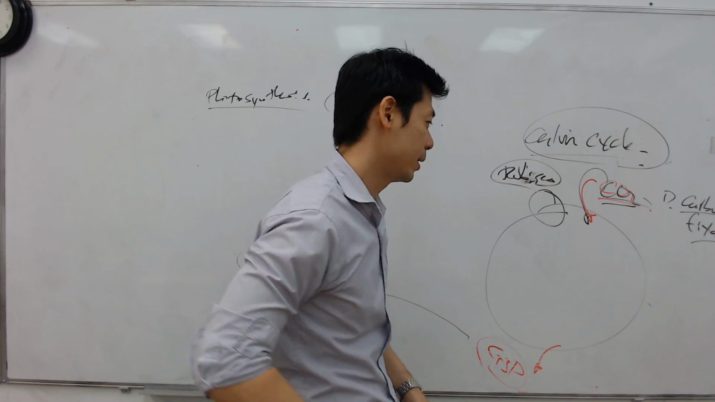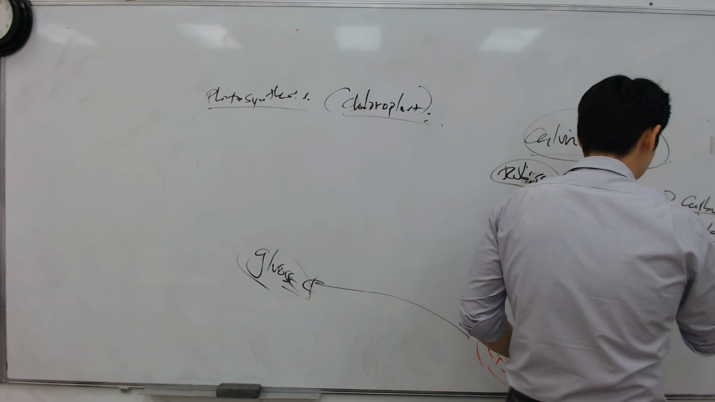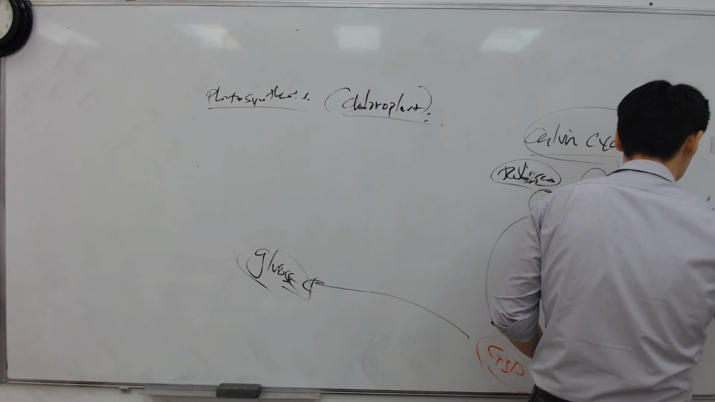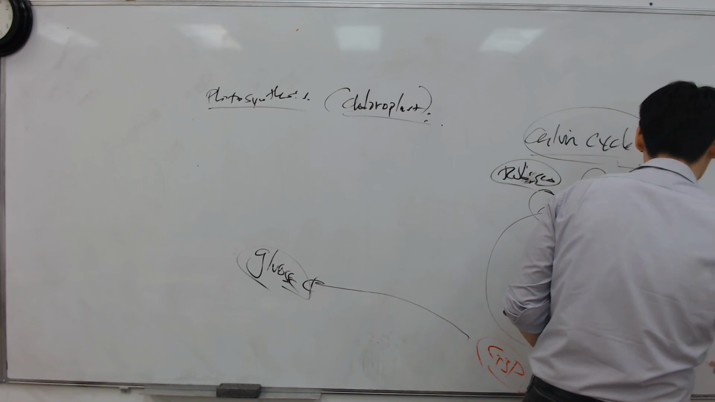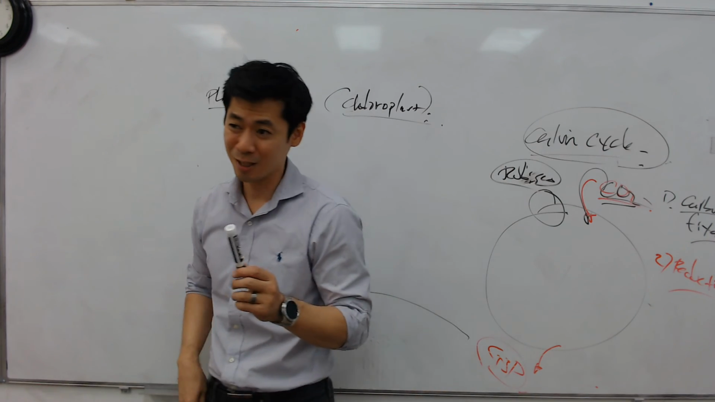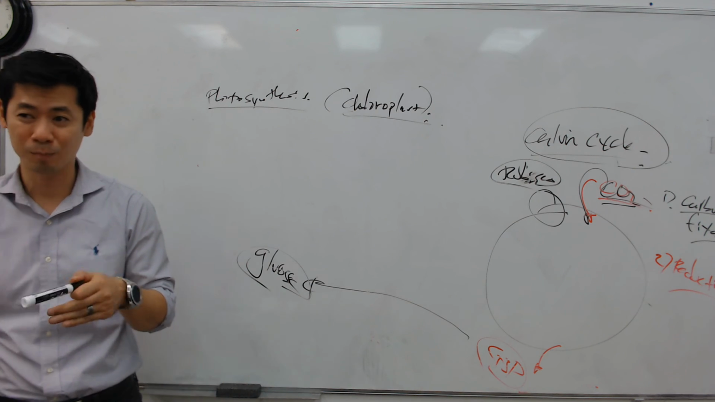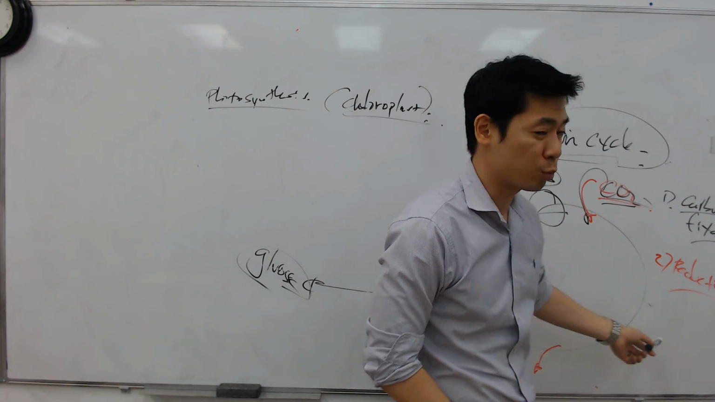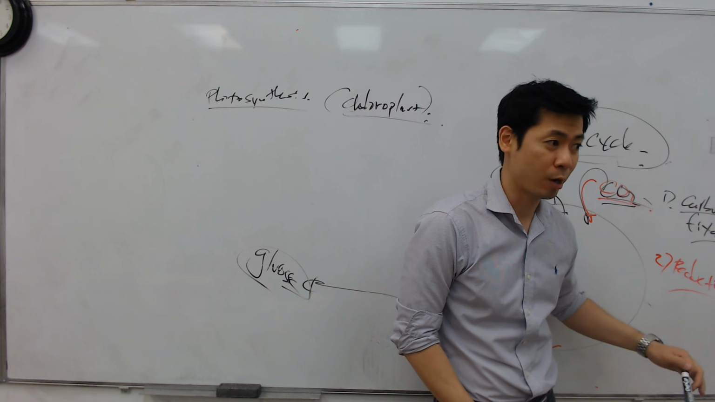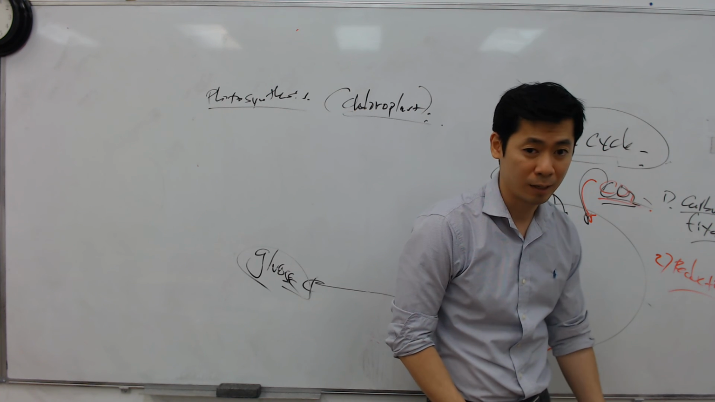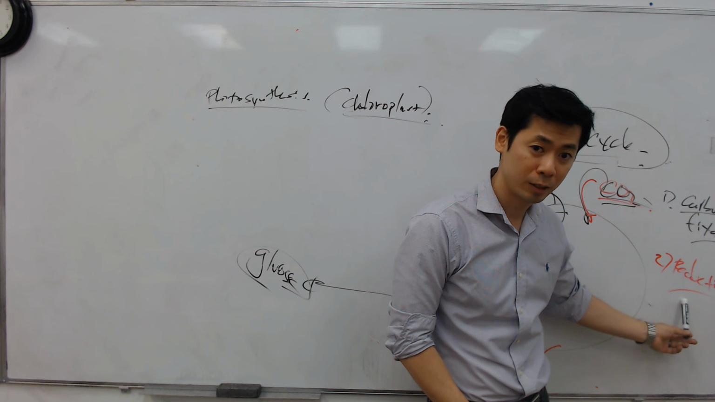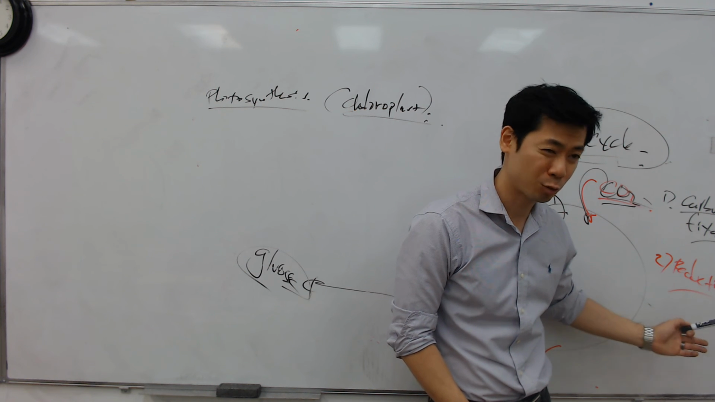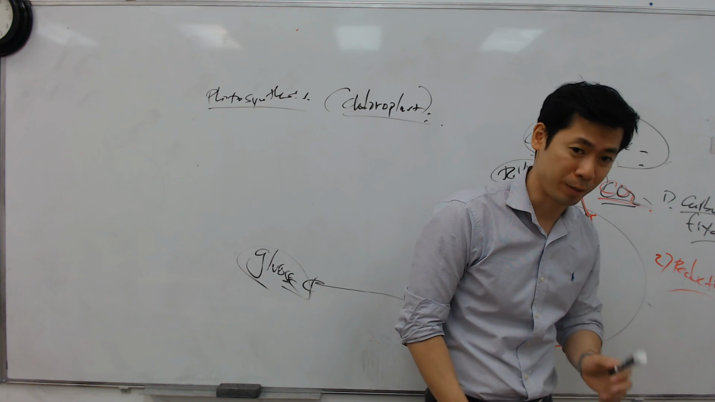You understand what I'm saying? So step 2 is what, guys? Reduction. But this is a big question you have to ask yourself. Reduction requires what? They require electrons. Where are they going to get them from? Where did they get them from? That's a big question, right?